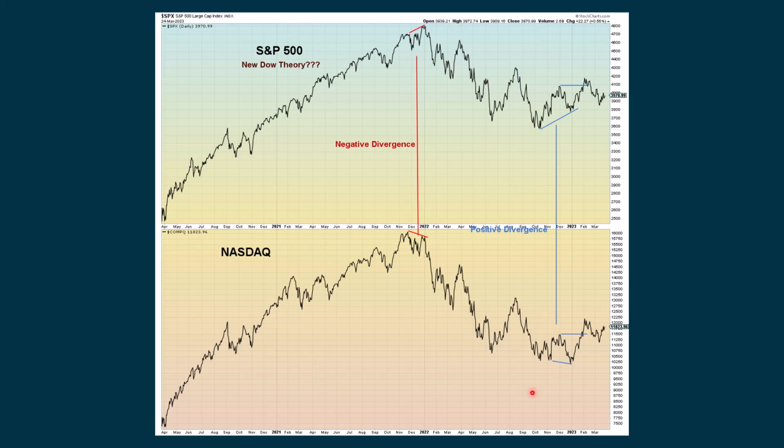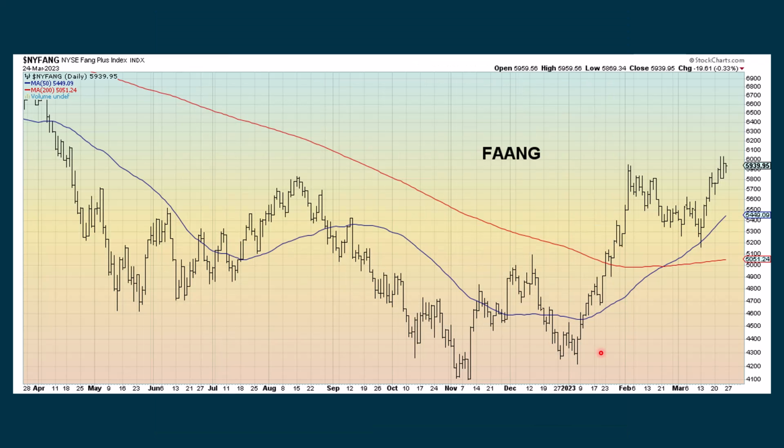This is another way to look at Dow theory, where you have the S&P 500 on the top and the NASDAQ on the bottom, just comparing these two indexes. Not really seeing anything of note currently. The FANG stocks, these are the big ones, and they changed the acronym, but I'm just going to keep saying FANG.